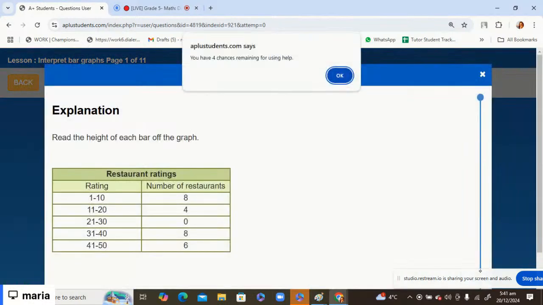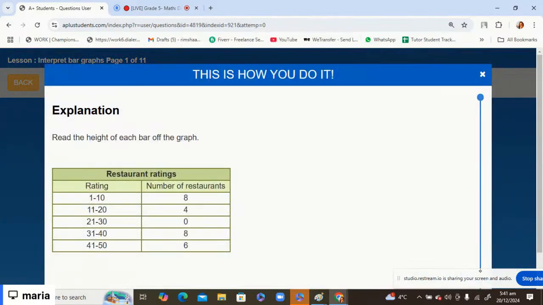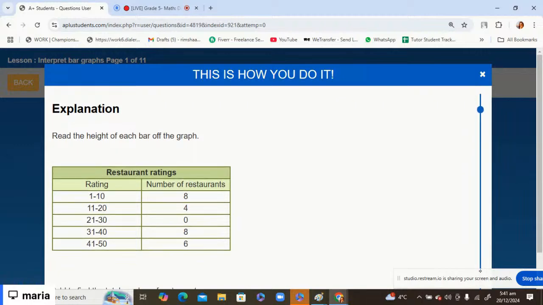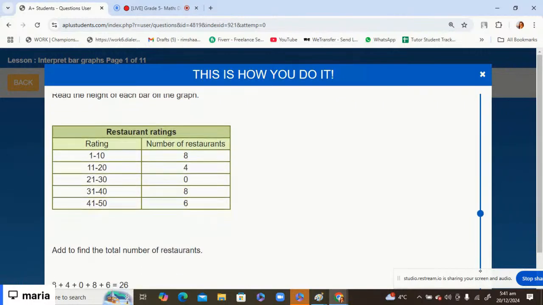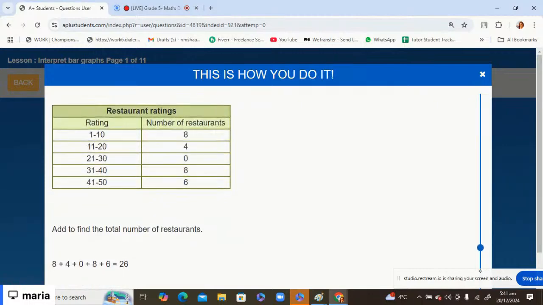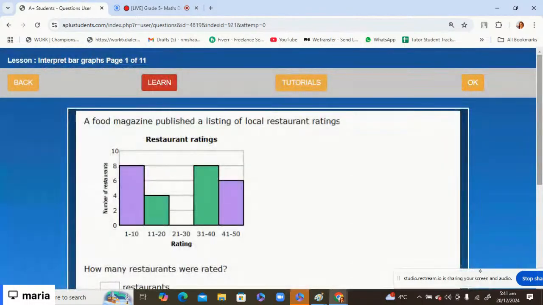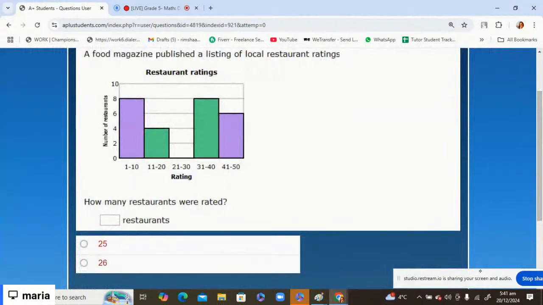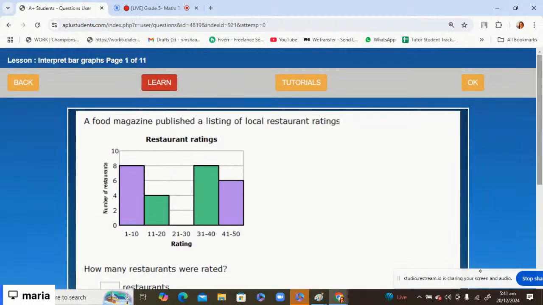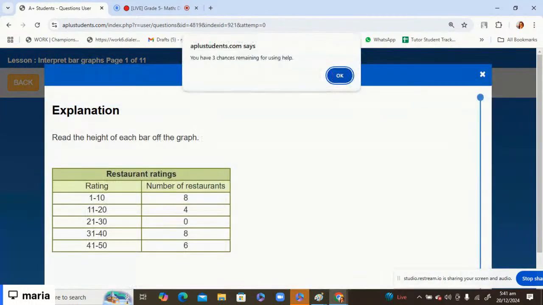I'm going to check this one, okay? Okay, how many restaurants were rated? Number of restaurants which is rated 0 plus 2 plus 4 plus 6 plus 8 plus 10, okay? What is the answer for that? I'm not getting this thing.